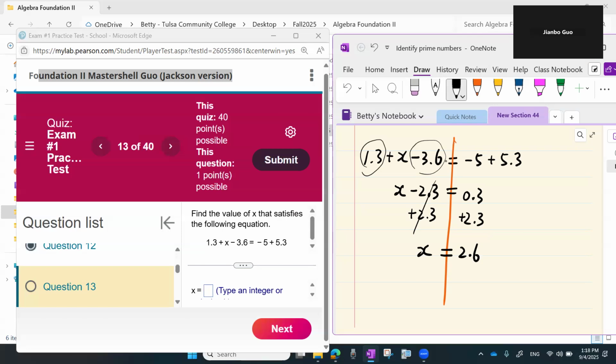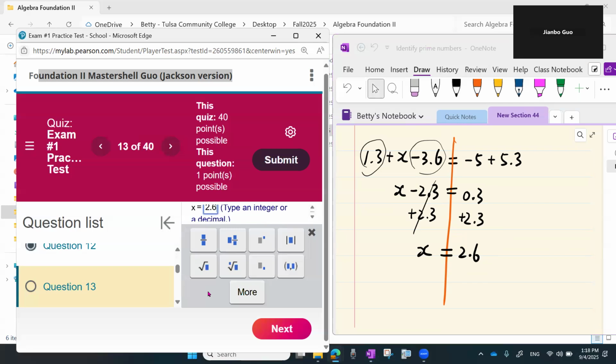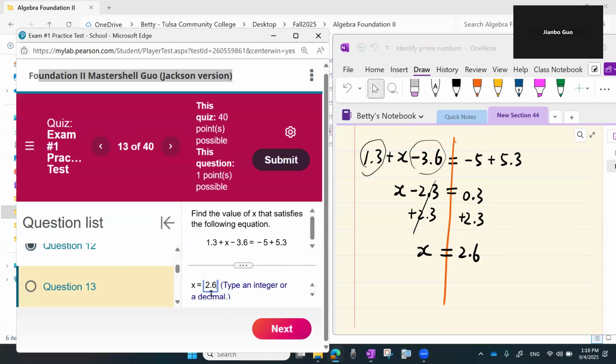Right? So we can take the answer. You can use your calculator, plugging in 2.6 here, and you'll see left side and right side are equal to each other. So 2.6 is the answer. Question number 14.